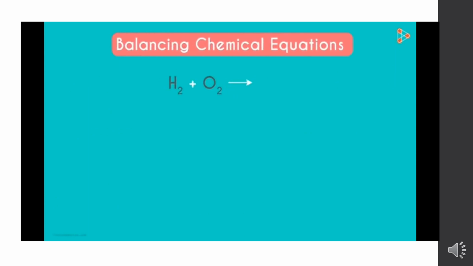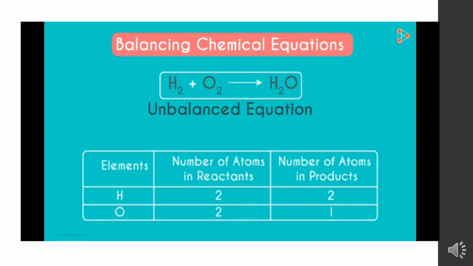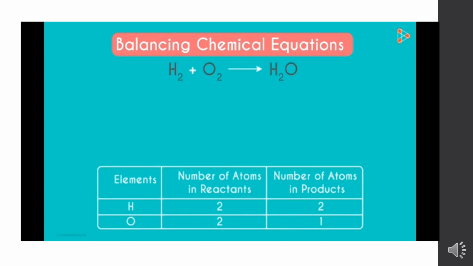Balancing the chemical equations. Hydrogen reacts with oxygen to form water. H2 plus O2 gives rise to H2O. This chemical equation is unbalanced. The number of oxygen atoms on the left is not equal to the number of oxygen atoms on the right. Now, the question arises. Can we balance this equation? The answer is yes. Let us go step by step and see how we can balance it.